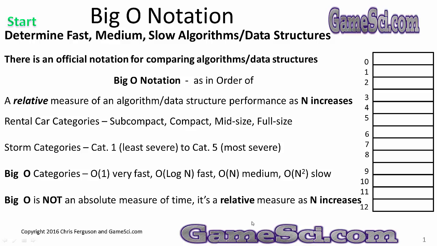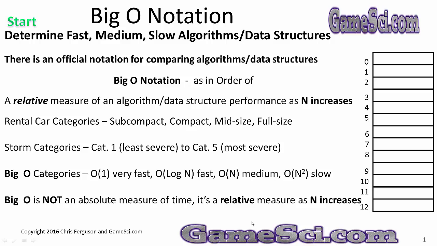Big O has categories too. We divide algorithms or data structures into categories so we can measure their speed or performance. Order of 1 algorithms or data structures are very fast. They're the fastest algorithms and data structures. Order log n are fast. They're good, but they're not quite as fast as order of 1. Order of n category Big O algorithms or data structures are the medium speed algorithms, and order n squared are the slowest algorithms. We're just dividing algorithms or data structures into their speed or performance categories.